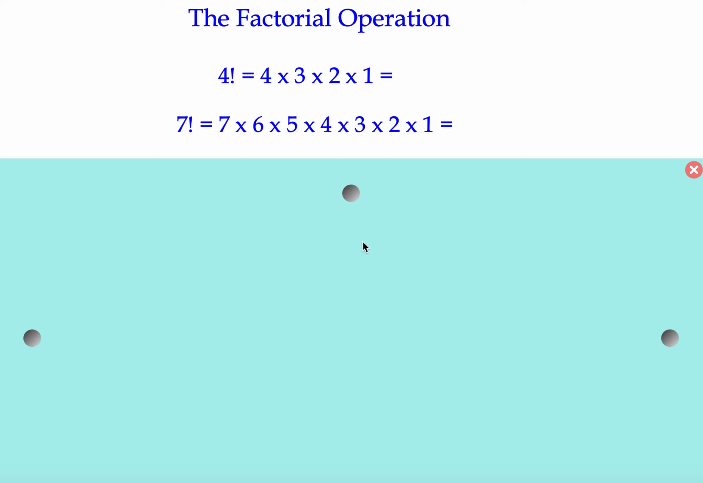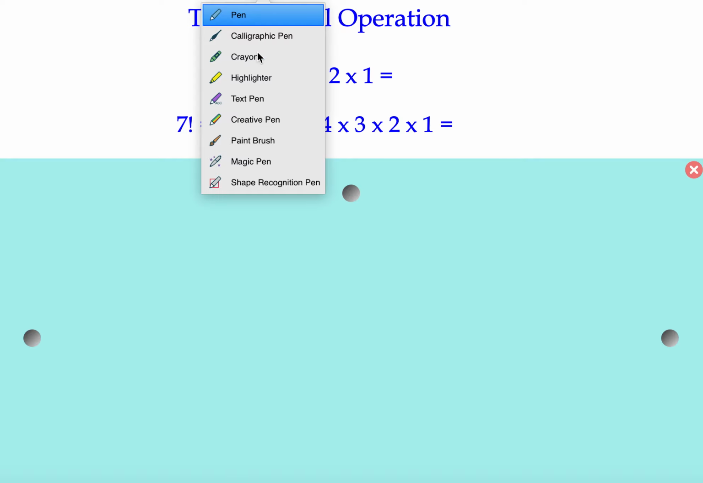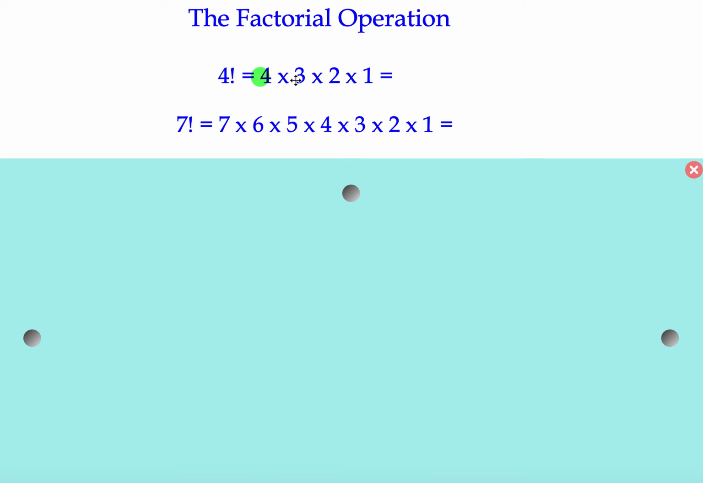So 4 factorial, as it says here, is calculated by taking that number 4, and then we're going to multiply it by the next whole number down, 3, multiplied by 2, multiplied by 1, and that's our answer. And if your mental mathematics is pretty good, 4 times 3 is 12, times 2 is 24, multiplied by 1 is 24, so the answer is 24.